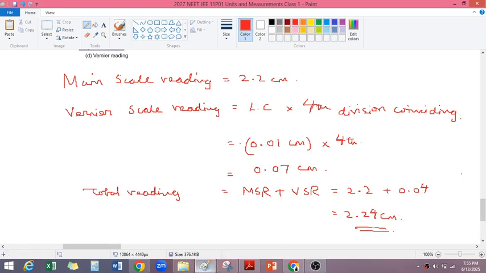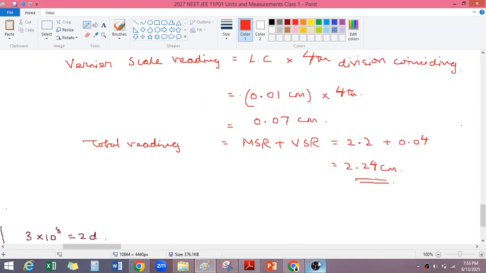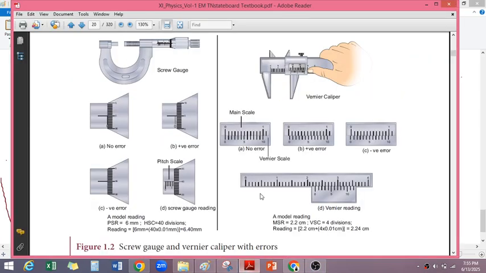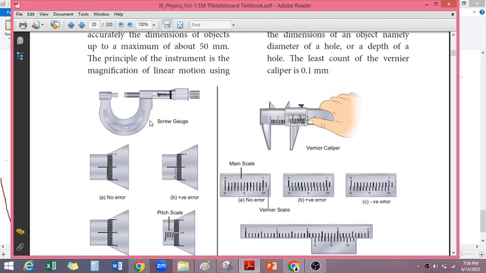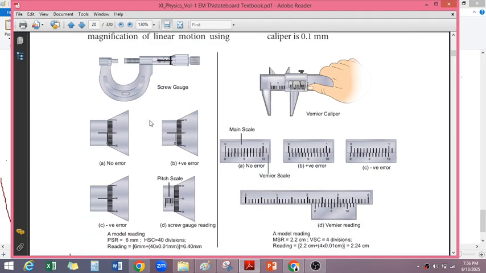A screw gauge, or screw gauge, whatever you want to call it. Instead of a main scale and Vernier scale, in the screw gauge instrument, we generally use this to measure the diameter of extremely small wires, like copper wires. Very often I think you will have an experiment in your school.